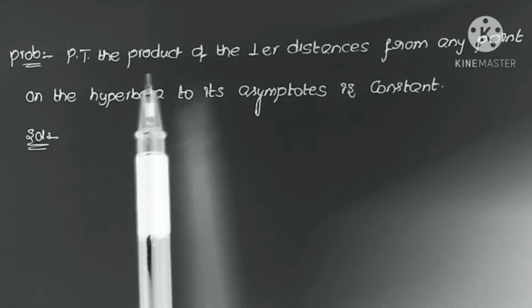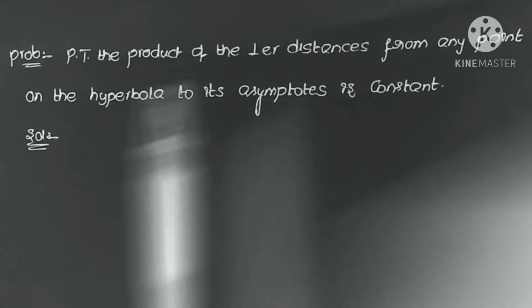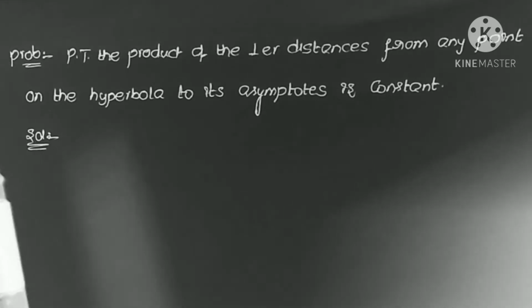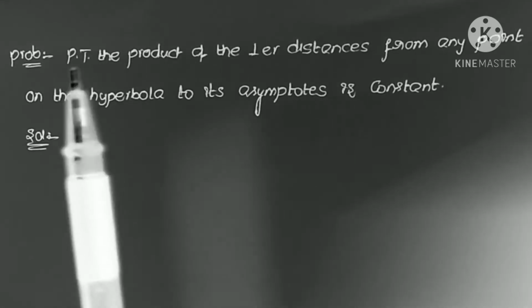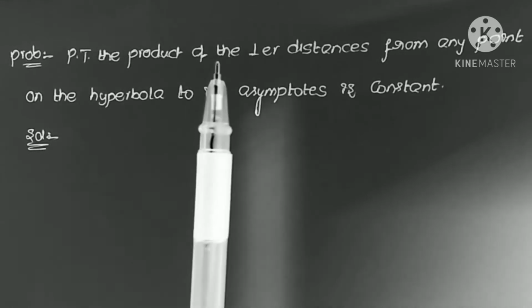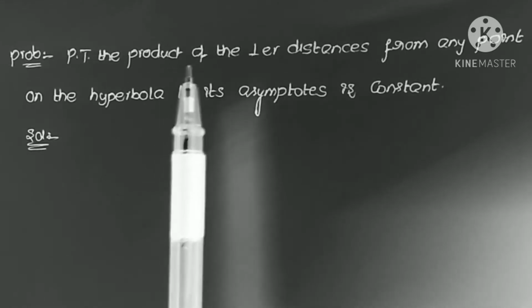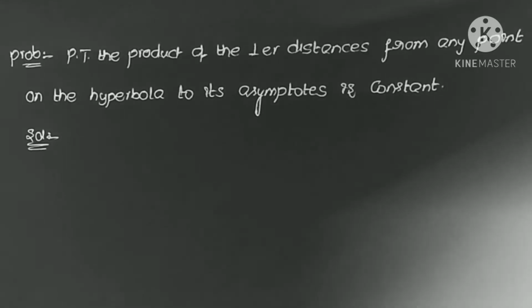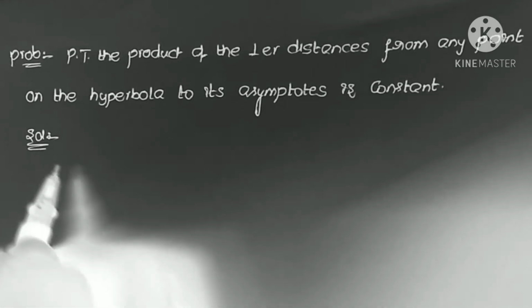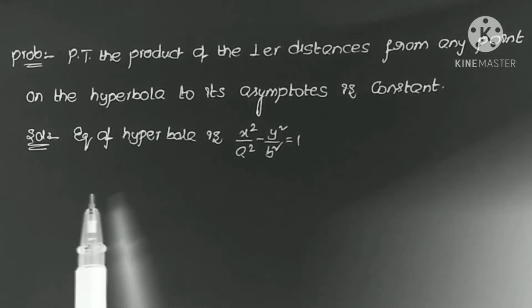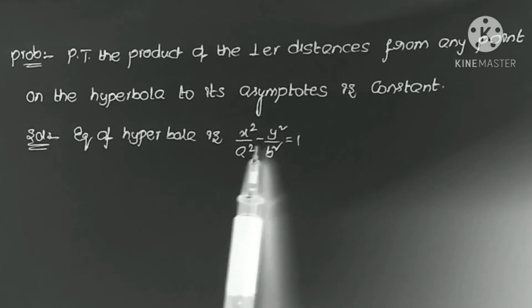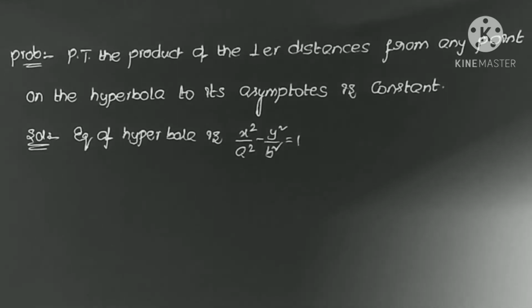First we have to find the perpendicular distances from any point on the hyperbola to its asymptotes, and then we take the product of the perpendicular distances. Now we want to show that that value is equal to a constant. So first we take the equation of the hyperbola. Equation of hyperbola is x square by a square minus y square by b square is equal to 1.